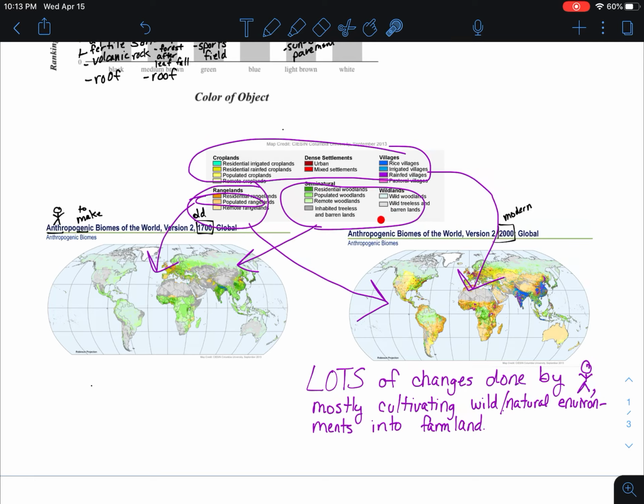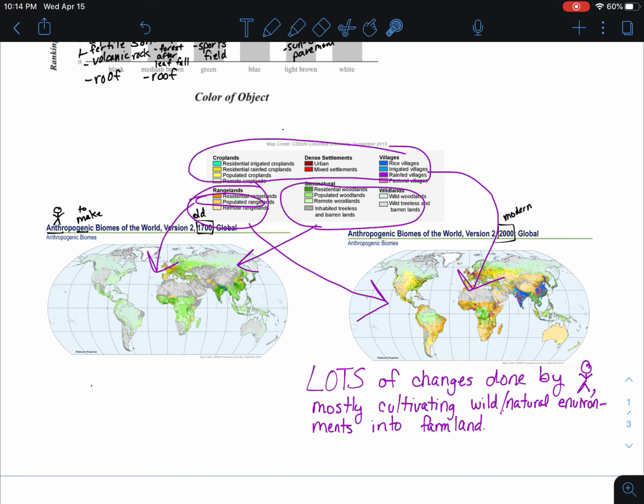Or in some cases, some of these colors are actually referring to these ones right here, which are semi-natural, woodlands and so forth, and wildlands, like completely natural. Over on this map, you'll notice color-wise, we see a lot of the gray, the dark gray, some of the light green, the seafoam green, if you will. Very little yellow and orange. So the point is that this is mostly these gray and green colors. Here in the 1700s, there's a little bit of these rangelands.